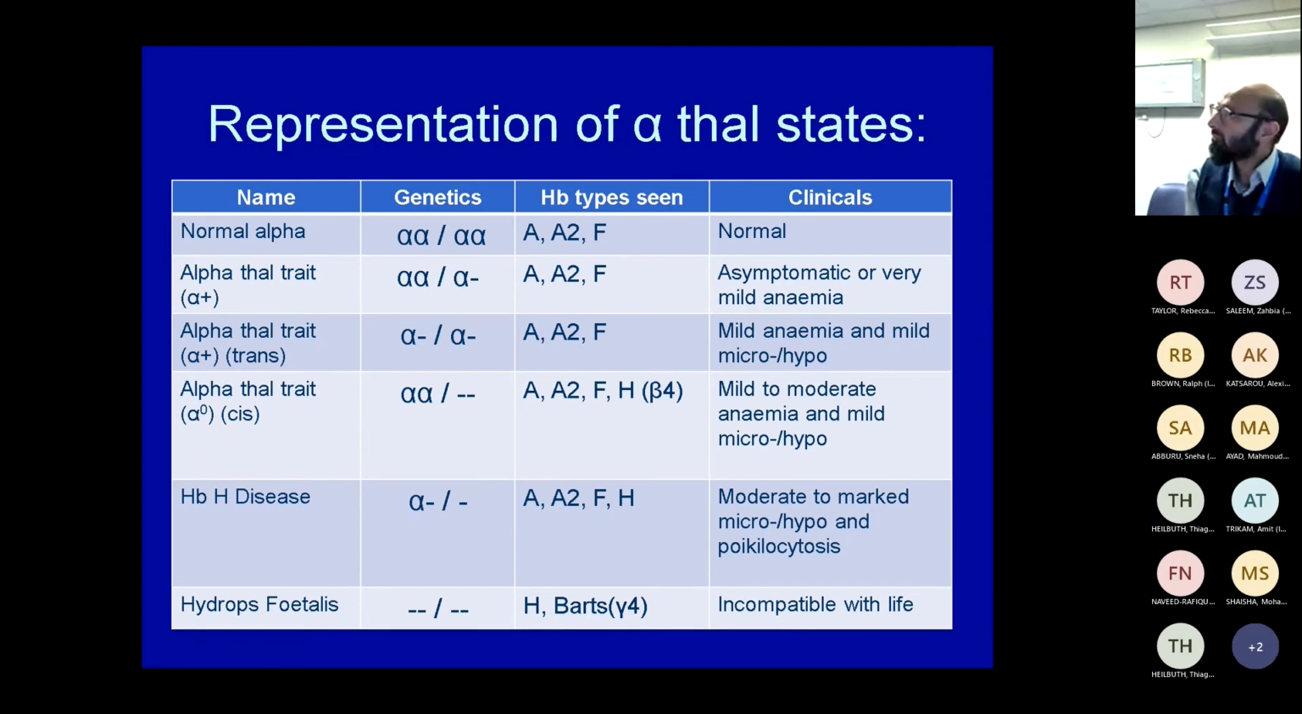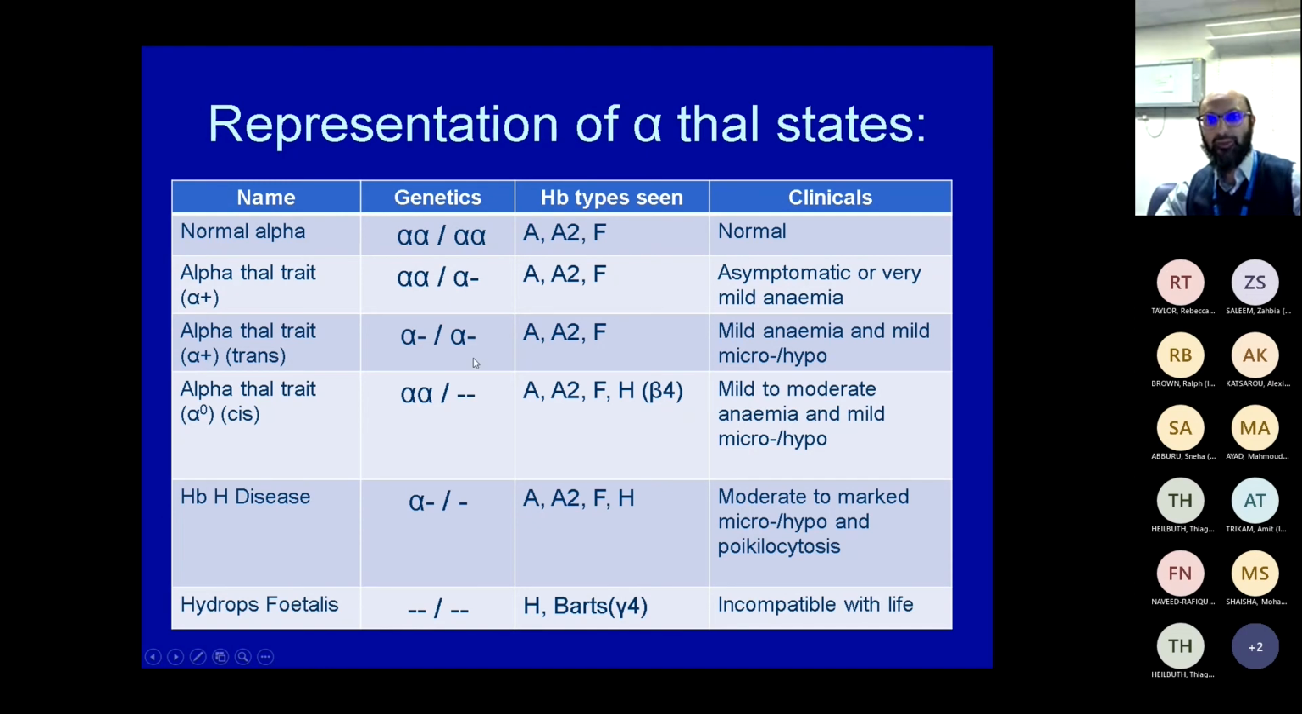If the offspring gets the one with no alpha and the other partner also has another chromosome with no alpha on it, then it could be a... So what will that result in? So it'd be the hydrops one, so the Bart's, incompatible with life.